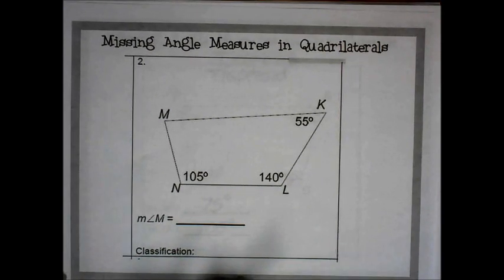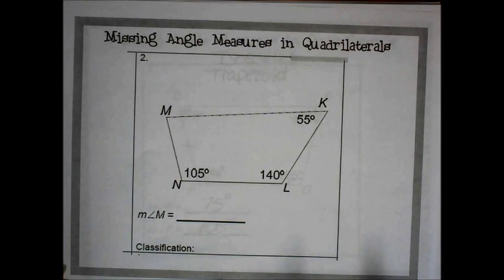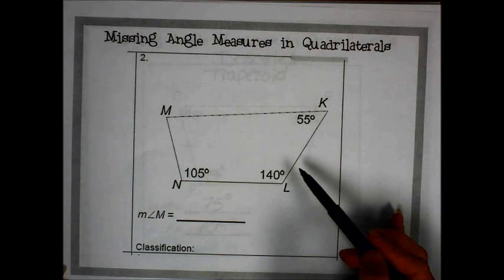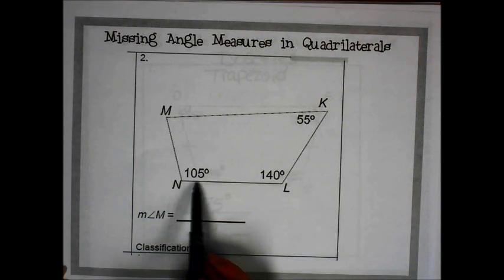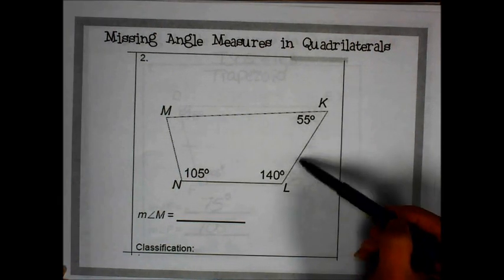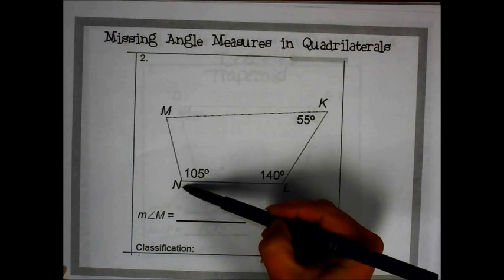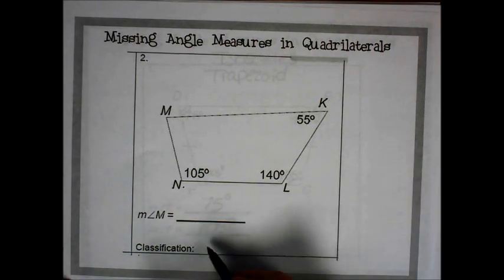Let's look at question number 2. First, let's talk about what shape it is, what figure it is. I know it's not a square or a rectangle or a rhombus, so let's see if it's a trapezoid. Notice the bottom and top are not parallel. Left and right are not parallel, so it is not a trapezoid. It's simply a 4-sided polygon, so it is a quadrilateral.